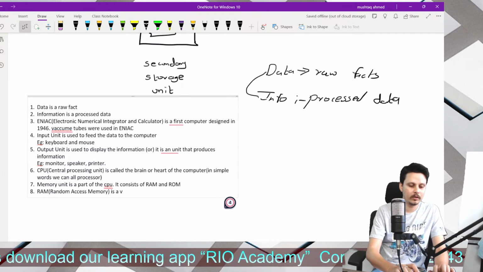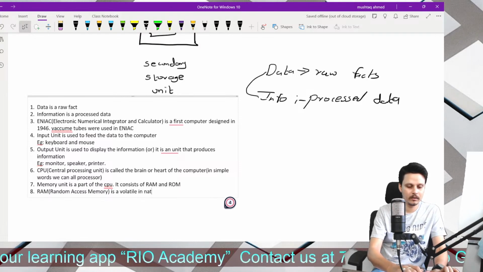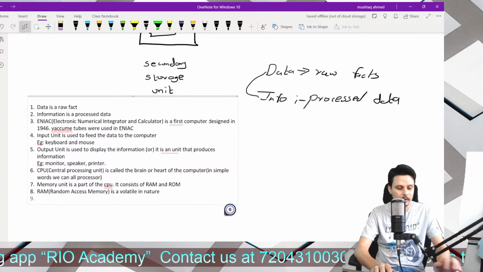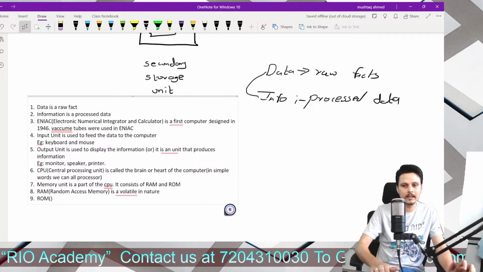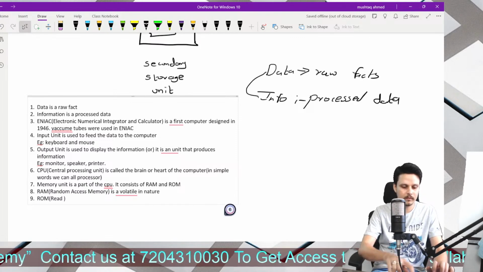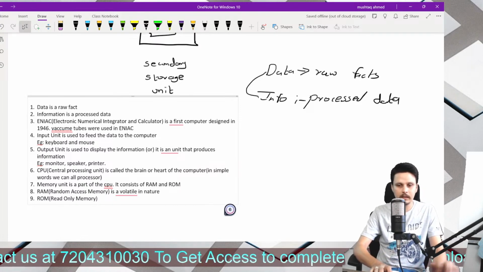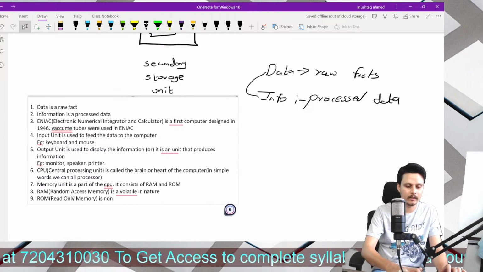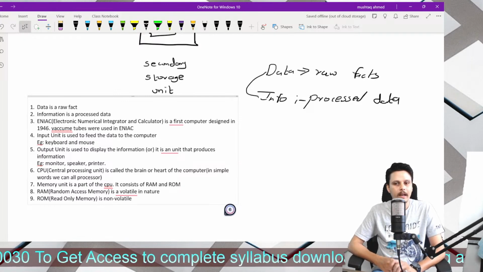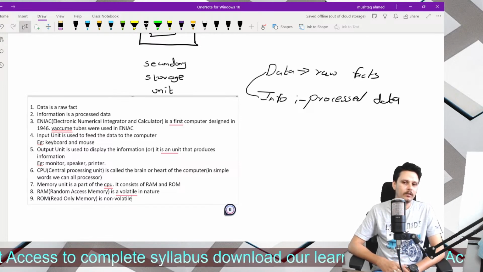RAM is volatile in nature, whereas ROM, that is read-only memory, is non-volatile. RAM is a volatile memory and ROM is a non-volatile memory. What is the meaning of volatile and non-volatile?